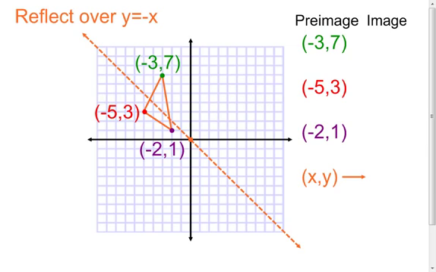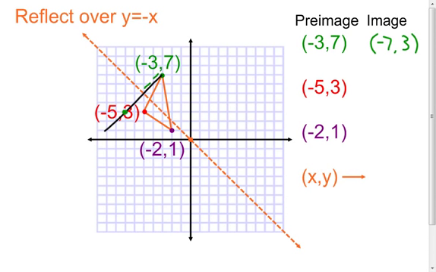Now if we flip over y equals negative x, I feel like a bit of a broken record, I'm going to do the exact same thing again. I have to take my point and create a segment perpendicular to the line of reflection, just like so for the green points, and then figure out how far away that point is from the line of reflection. And again, I'm going to count diagonals. 1 diagonal, 2. So I go 2 diagonals. There is my green point, which now is at negative 7, 3.